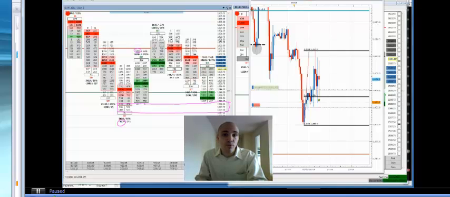Now, for those of you who know, our methodology relies on pattern recognition, but our volume analysis tool allows us to take more active type trades like scalps. And this is going to be an example of how that works.